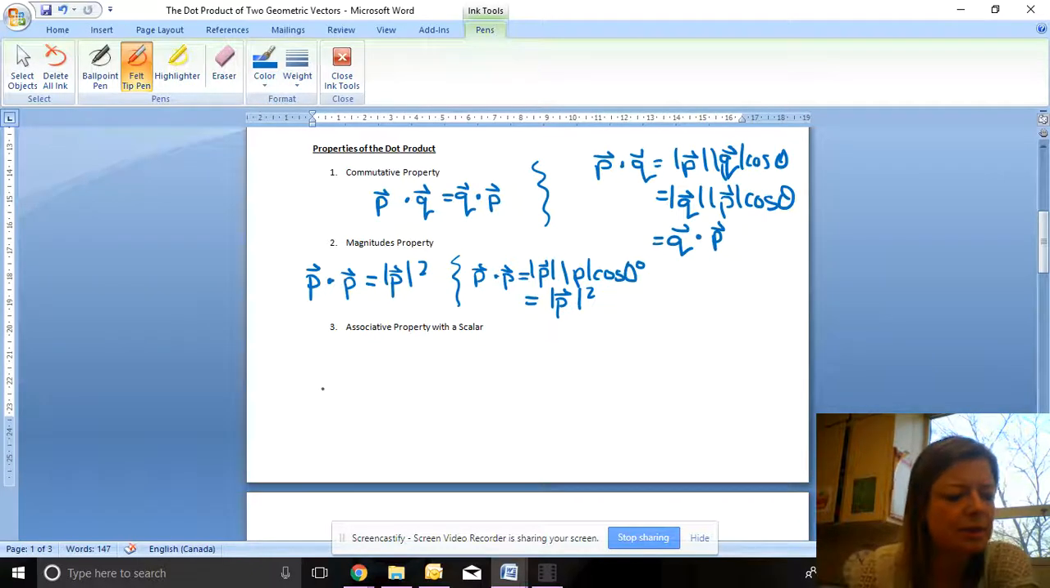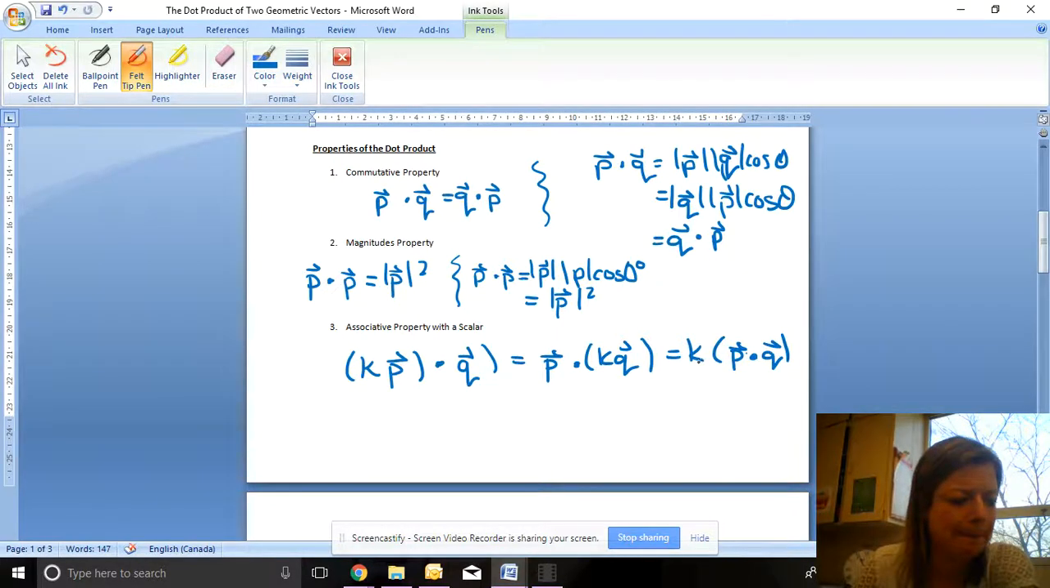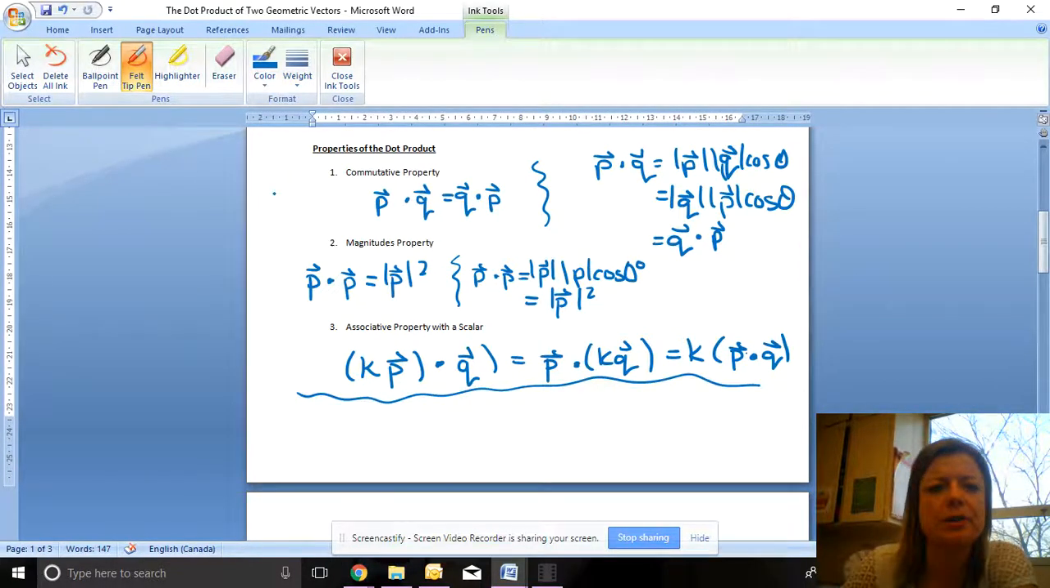The associative property is that if you have some k that's a scalar times the dot product of vector P and vector Q, that can be rewritten as P dotted with the scalar moved to Q like that, or it can be written as k times the dot product of P and Q like that. Note, though, something that is not true, I'll change this to red.